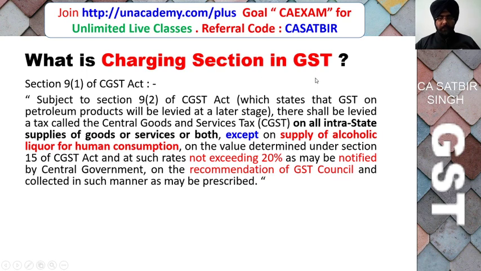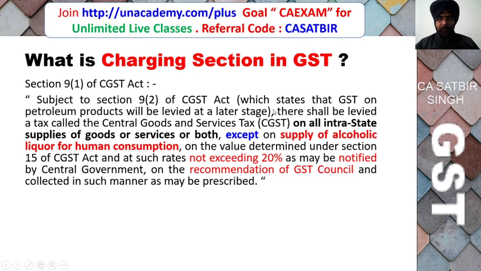So what is the charging section in GST? Section 9 of the CGST Act says that subject to Section 9(2) of the CGST Act, GST on petroleum products will be leviable at a later stage. So as of now, GST is not there on petroleum products.